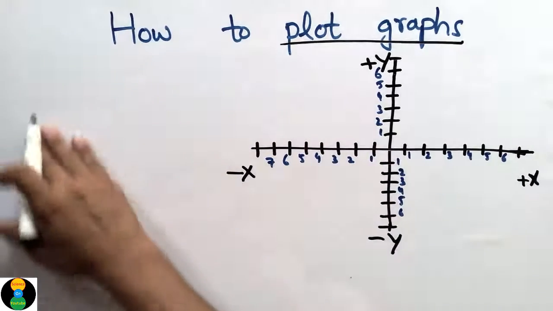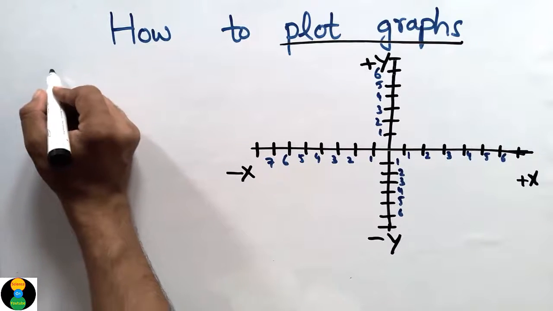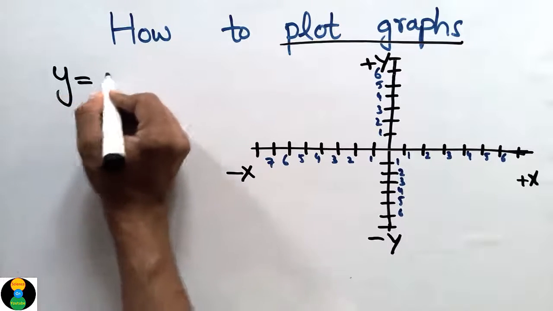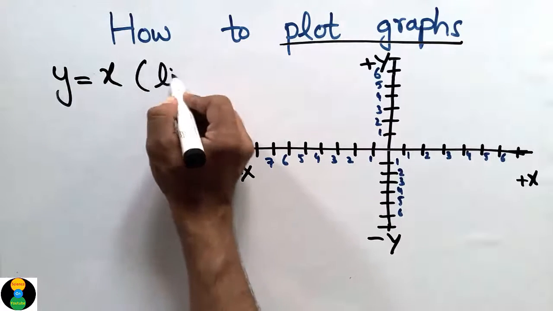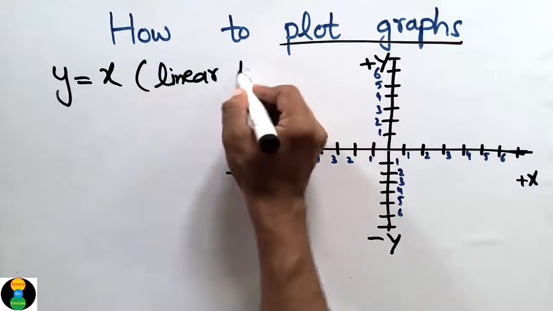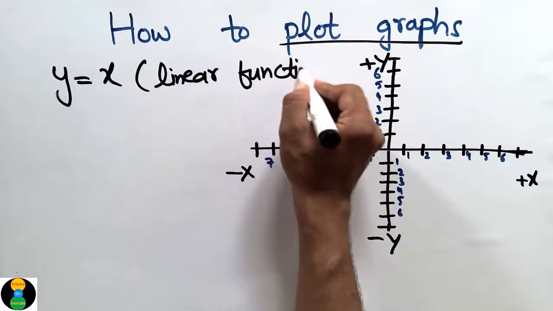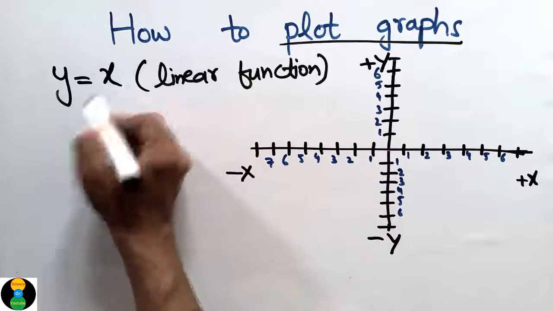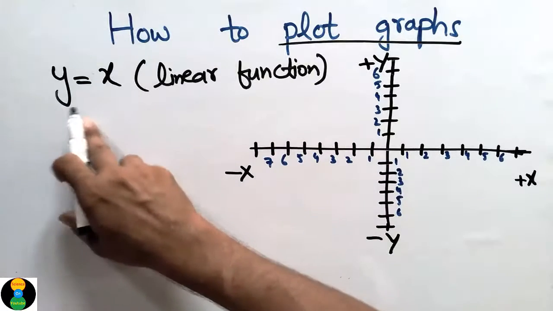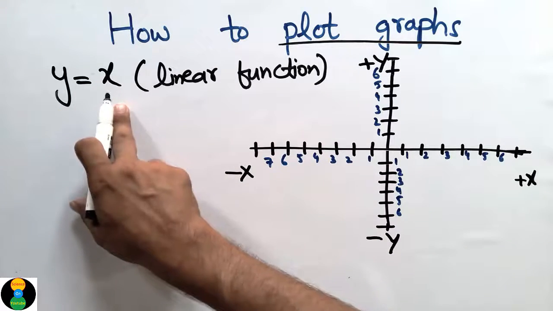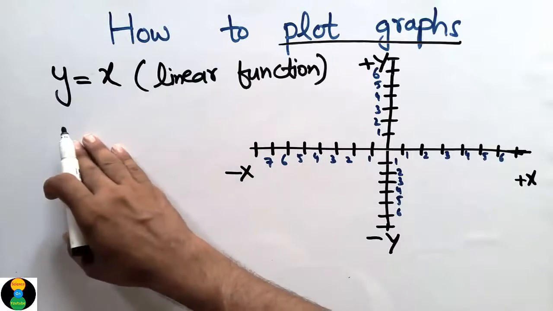So let's start from the very simple graph, that is y is equal to x. This is also called a linear function, right? Because y is directly related to x, this is why it's called a linear function. And we want to draw the graph of this simple function, and later on we will also draw the graph of some complicated functions.